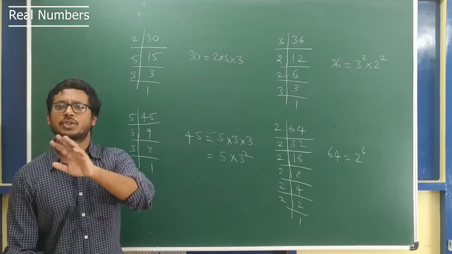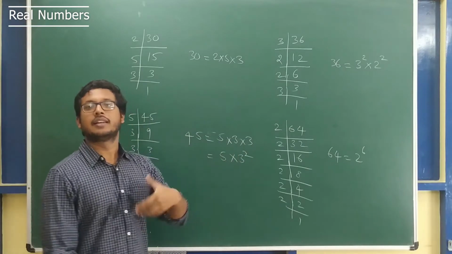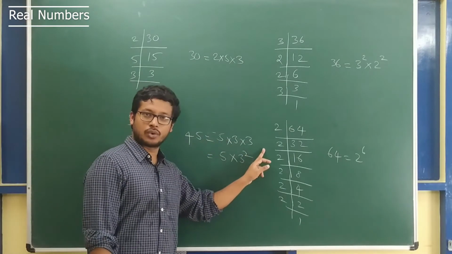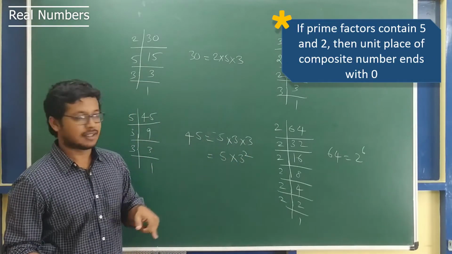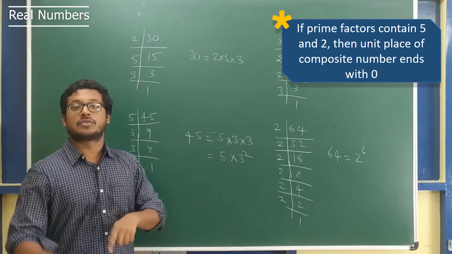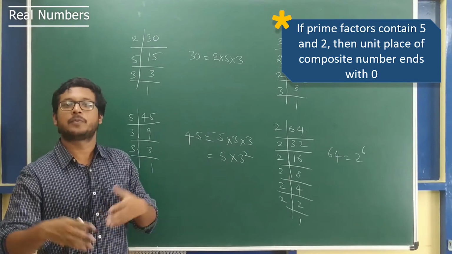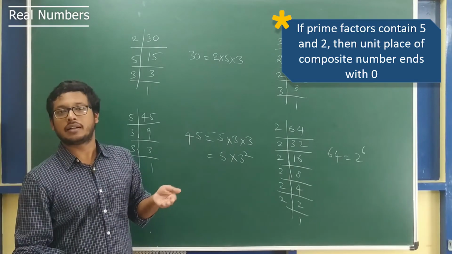Alright. Now why should it not be 2? What happens if along with 5 there is 2 as well? Then 5 into 2 becomes 10. So essentially you are multiplying the entire set of numbers by 10. If you are multiplying a set of numbers by 10, then the unit place will become 0 because you are multiplying it by 10.